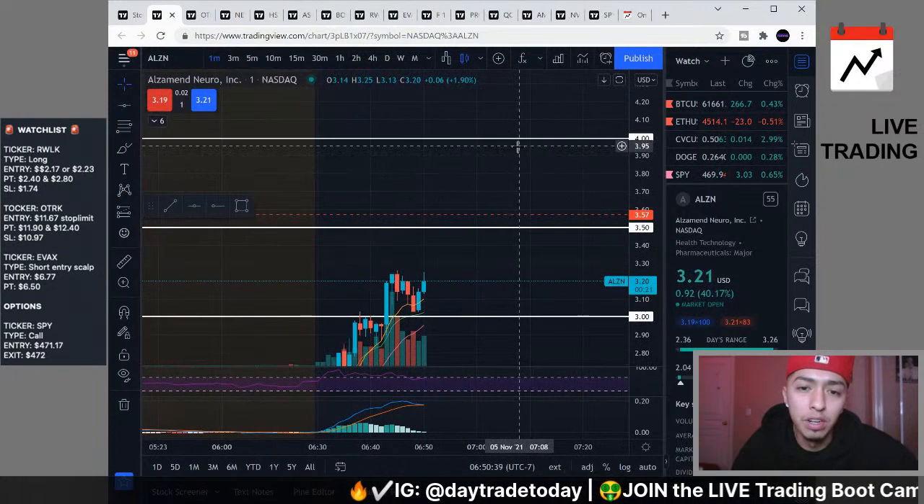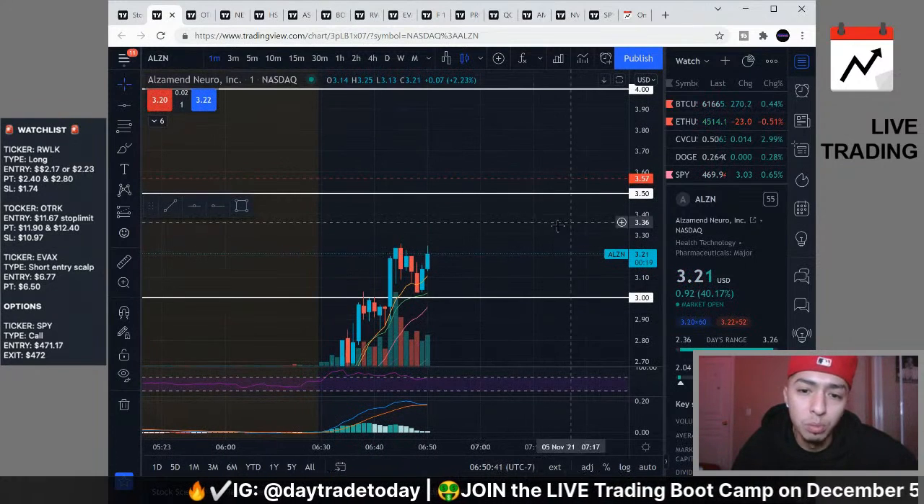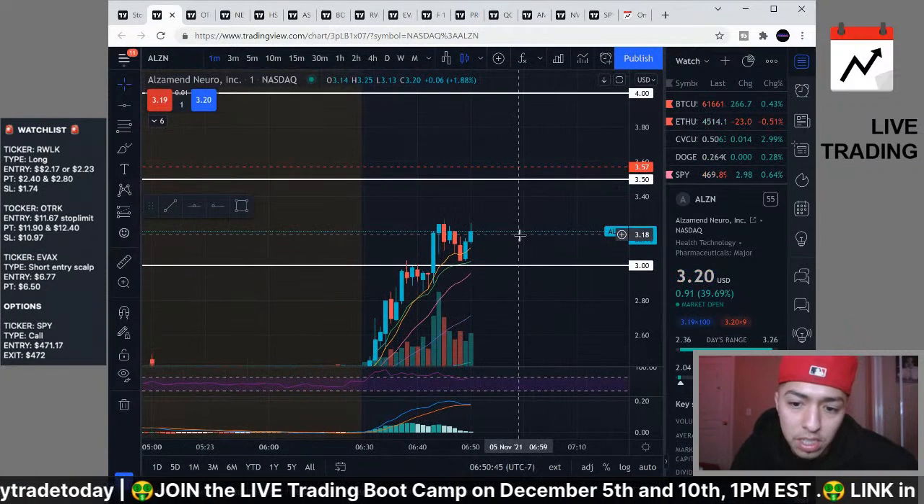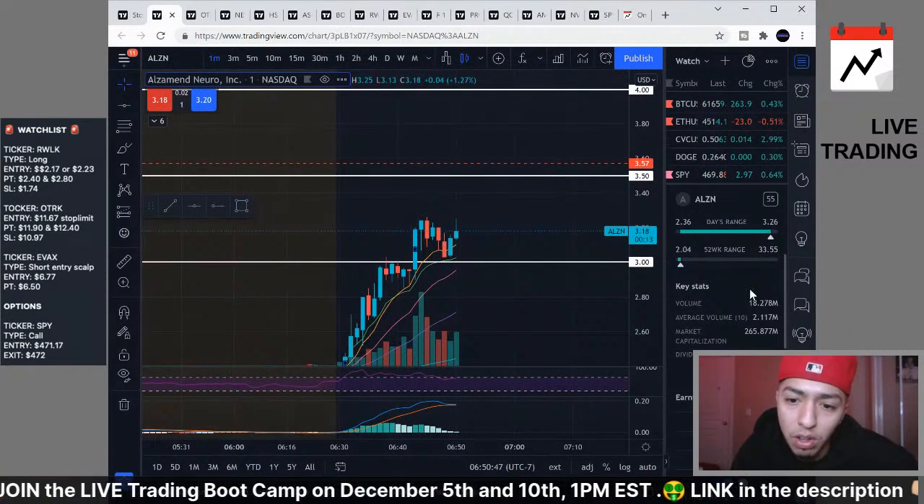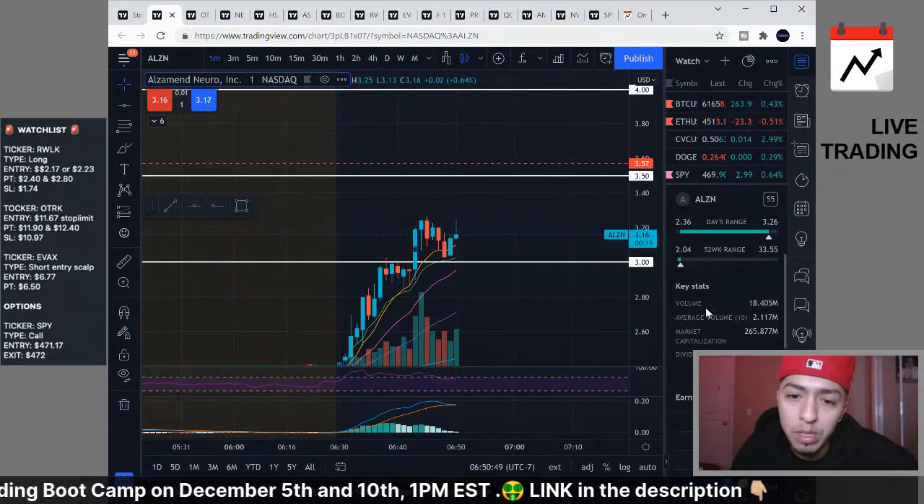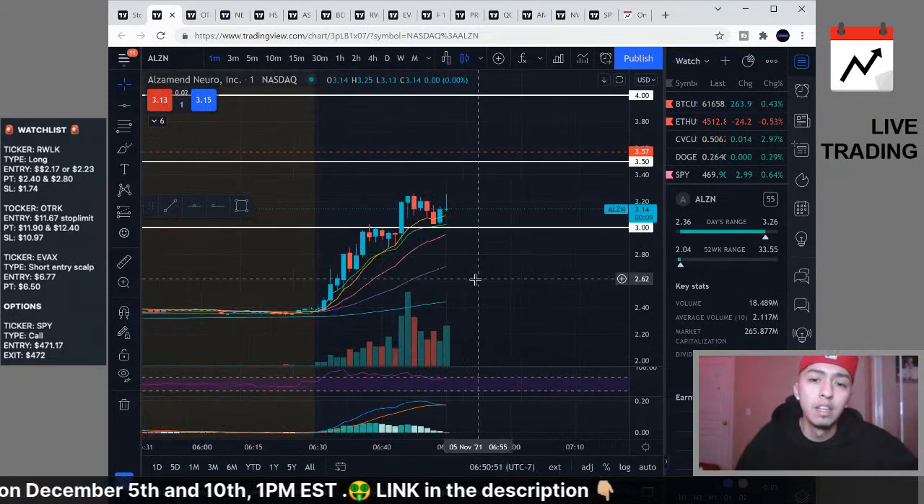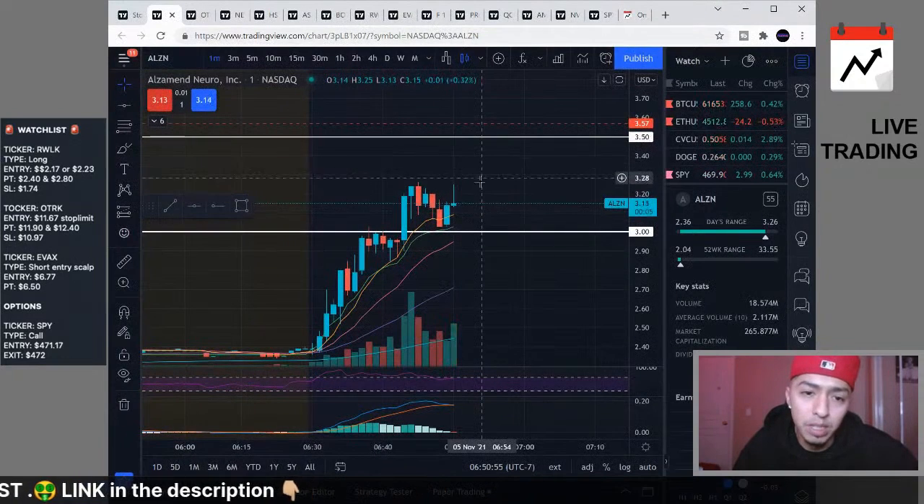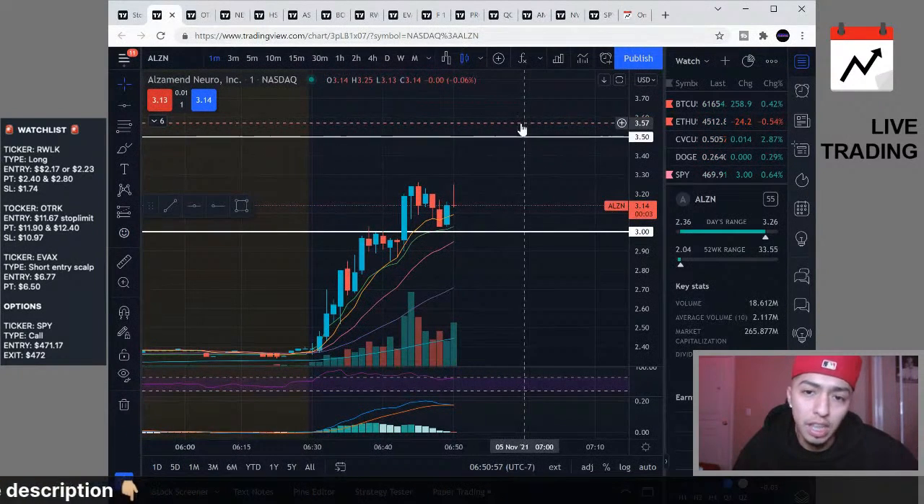That would be your exit, and your stop loss on this one would be around 340, 345. So ALZN looking very good, has 18 million in volume, average is 2 million, so that's a really good sign. So yeah, definitely once we break out of this, you could take that 357 entry.